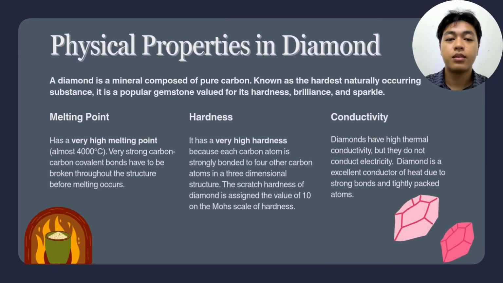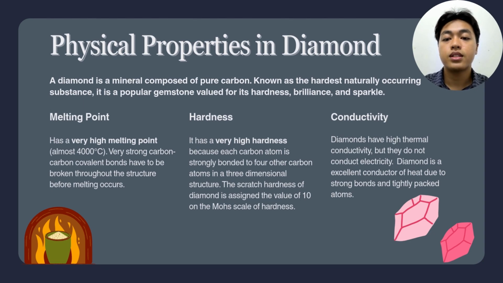Hi, my name is Ahmad Ifandani, and I will talk about physical properties in diamond and graphite. So, the first one is physical properties in diamond. A diamond is a mineral composed of pure carbon, known as the hardest naturally occurring substance. It is a popular gemstone valued for its hardness, brilliance, and sparkle.